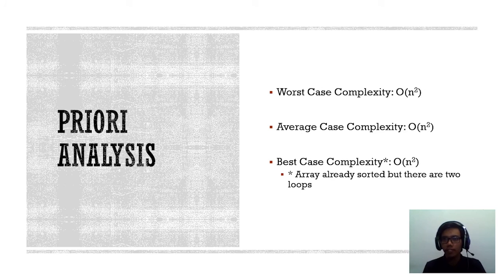And finally, we have the best case complexity. The best case complexity is O(n) square. It's also the same. Why also the same? Because even if the array is already sorted, there are 2 loops. For this selection sort algorithm, we have the outer loop and the inner loop. The inner loop is for looping to find the minimum value of data, while the outer loop is to swap the data. So no matter how many elements you have, it is still the same, O(n) square.